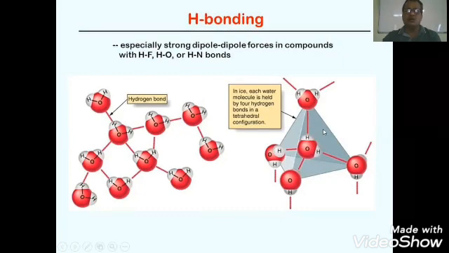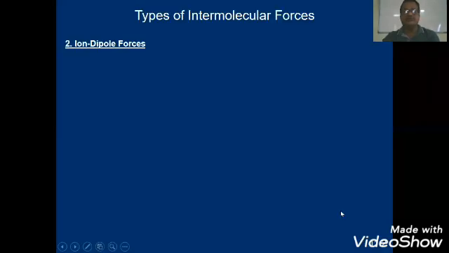And that is why there is a lot of open space between the water molecules, and as a result, the density of ice is less compared to the density of pure water. Then we have another type of interaction that is called the ion-dipole force.